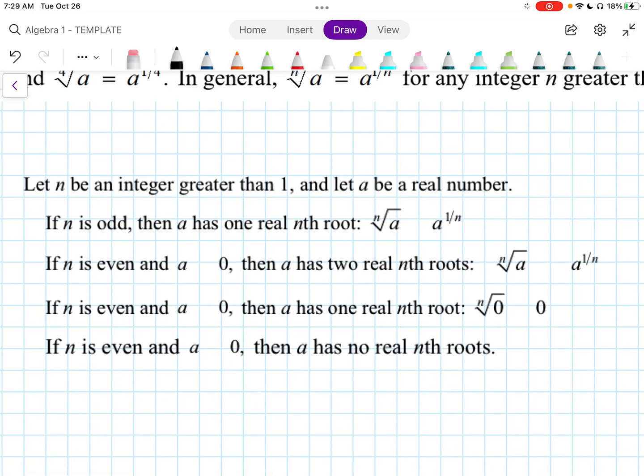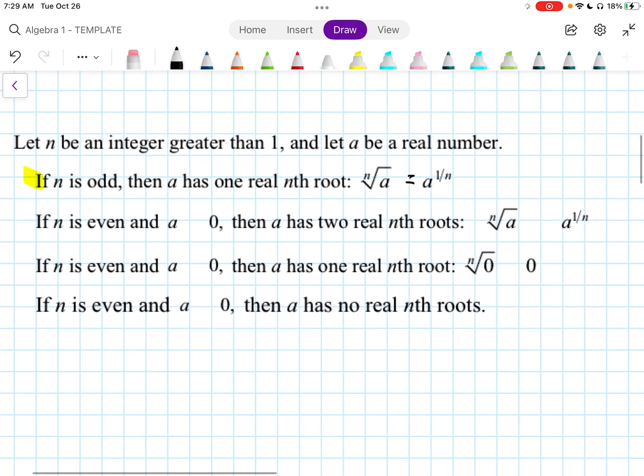If n is odd, so n is talking about what kind of root it is, like the square root would be an even root, the third root would be an odd root. If n is odd, then a has one real nth root, and the nth root of a is equal to a to the 1 over n, right? That's kind of what I showed you earlier. If n is even, and a is greater than 0, then a has 2 real roots. You have to write them as plus or minus the nth root of a equals plus or minus a to the 1 over n.